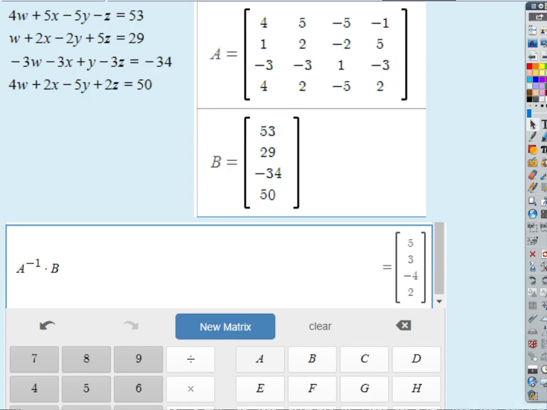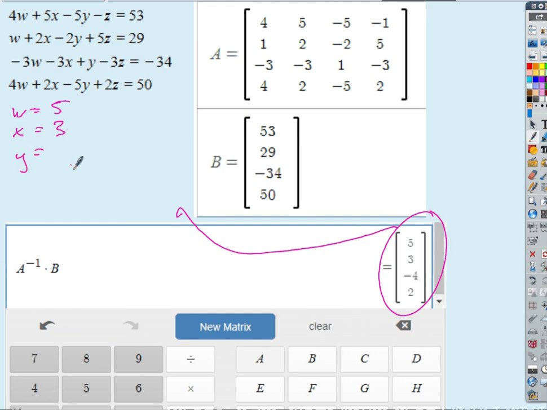Okay, so now finally, an answer to the question in the back. So what does that mean? So what this is telling us right here, just in case you didn't see this, is W equals 5, X equals 3, Y equals -4, and Z equals 2. Okay, that was your question, right? Yeah. It works. Okay.